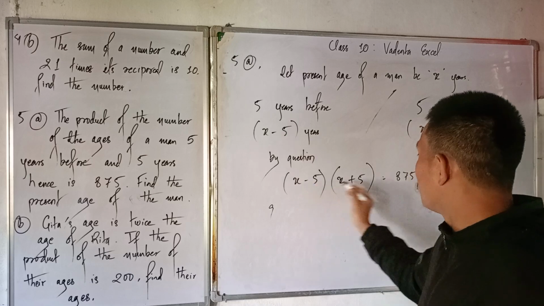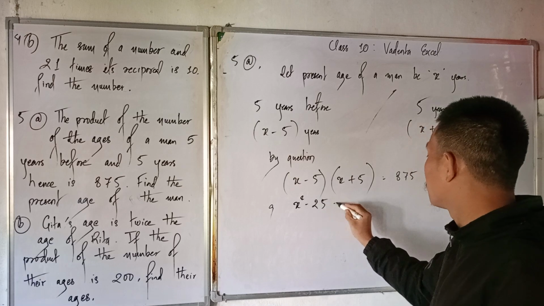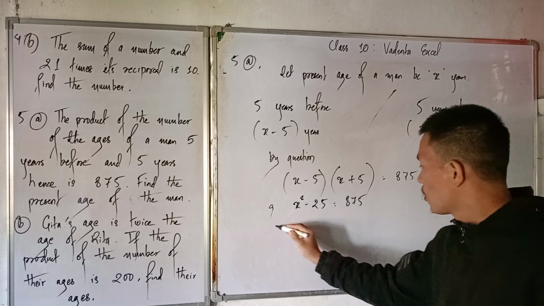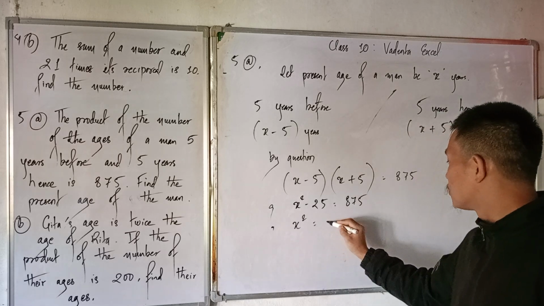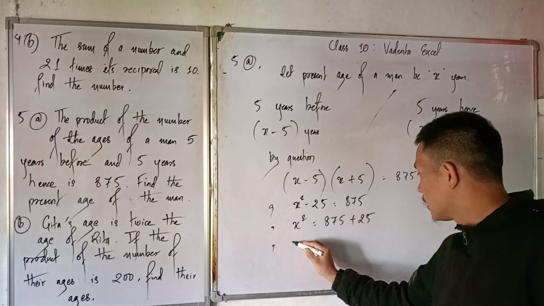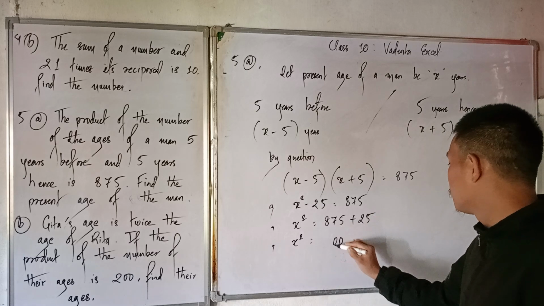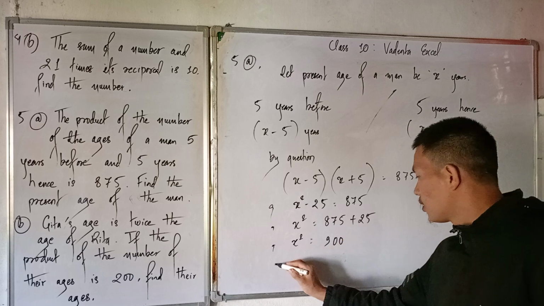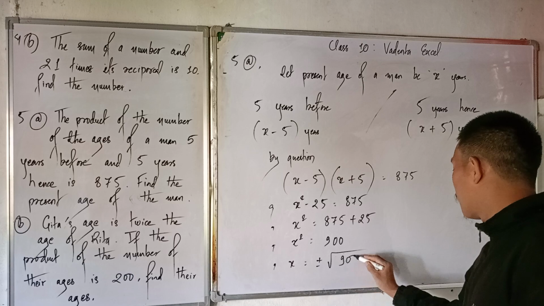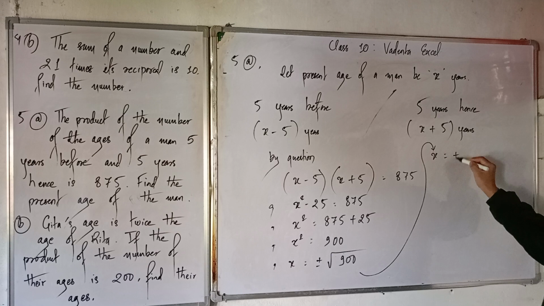Now, is it in the form of a squared minus b squared? You can apply that. So x squared minus 5 squared, which means 25, equals 875, or x squared equals 875 plus 25, or x squared equals 900. Then x equals plus or minus the square root of 900, which is 30 years. x equals plus or minus 30 years.